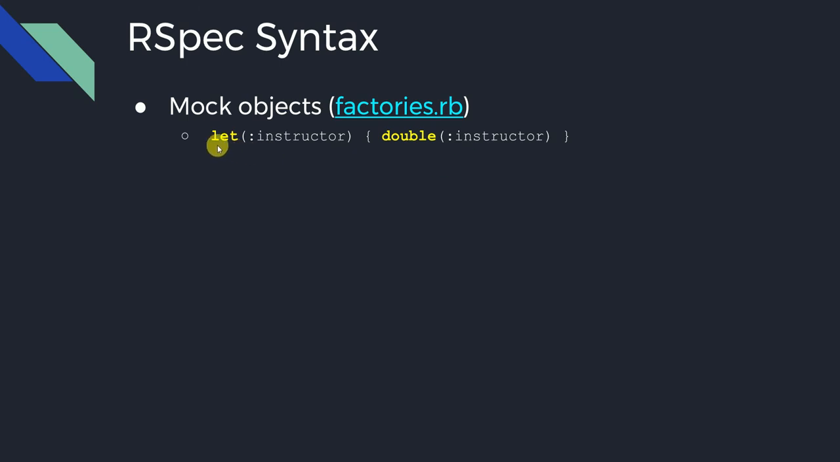So let instructor, this line, will create a variable named instructor. Actually, you could access this variable in your testing code. And what this variable means is a dummy object without any attributes. So you could also build or create instructor. However, instructor here is different from instructor here.